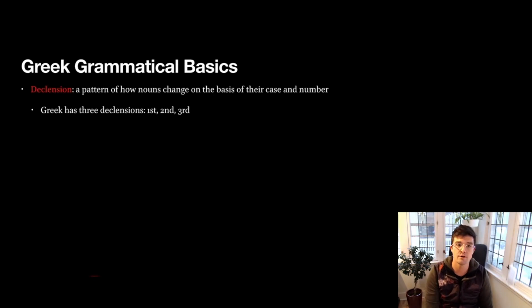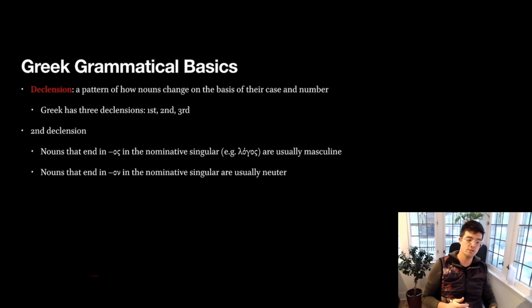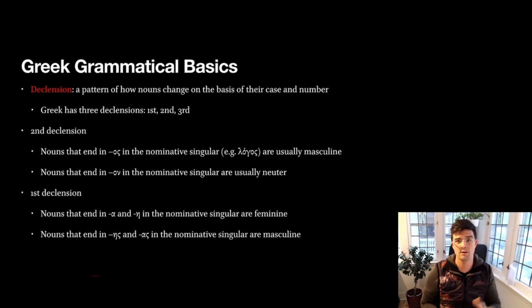So a little bit more on Greek grammatical basics. We talked about declensions last week, what they are. A declension is a pattern by which a Greek word will change its endings based on its case and number. There are three different declensions in Greek: the first, the second, and the third. We introduced the second last week. You were asked to memorize a number of second declension forms, and what we're going to do in this video is introduce the first declension.